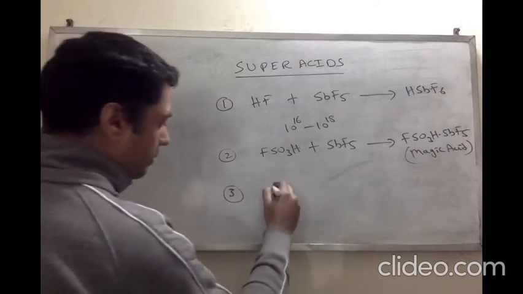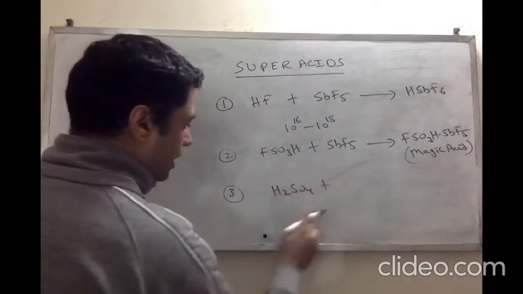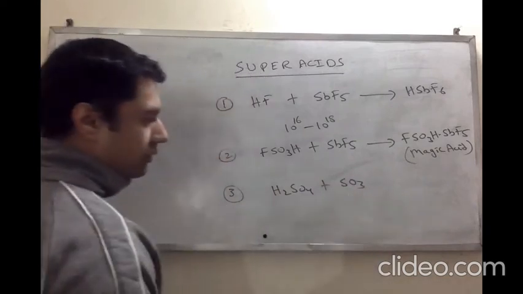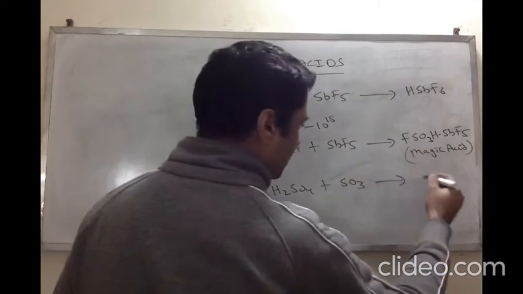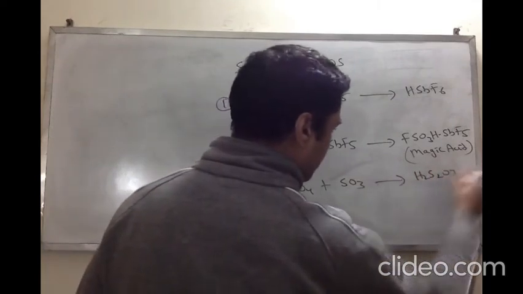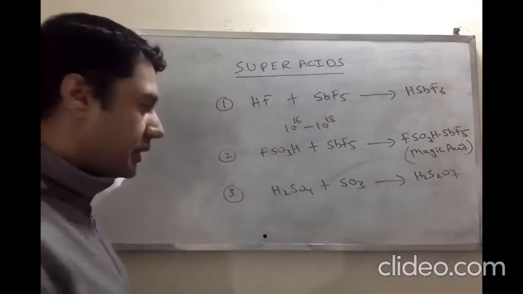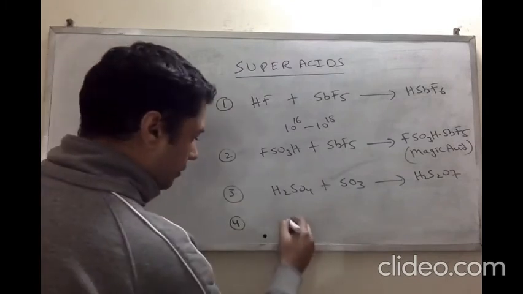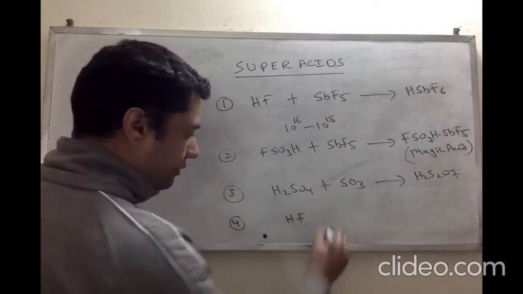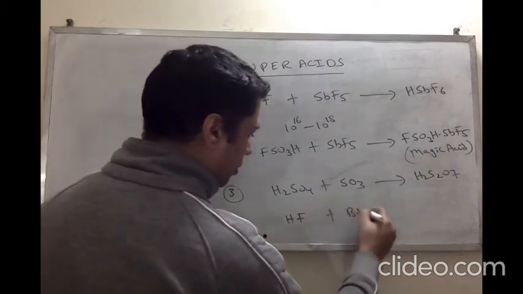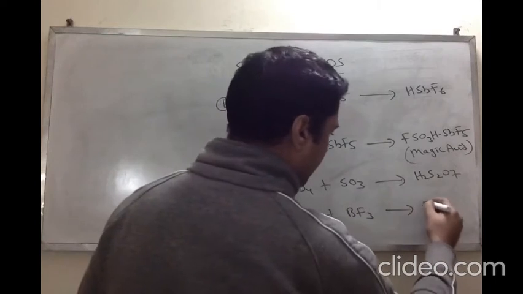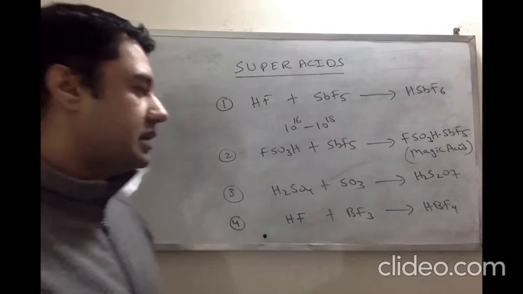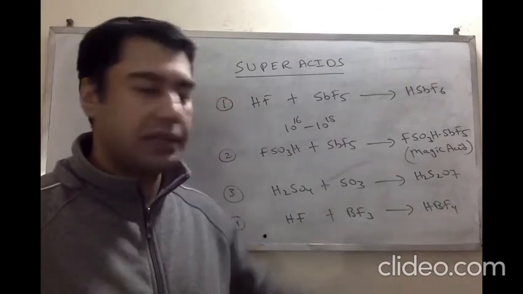The third example, we can start with sulfuric acid, which also is a strong acid, and add to it a strong Lewis acid, sulfur trioxide, and this results in H2S2O7, oleum, which is also a superacid. And we can take one more example. So if we take HF and add to it boron trifluoride, we end up getting HBF4, fluoroboric acid, and this is another example of a superacid.